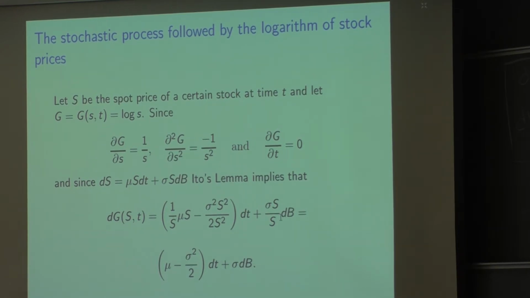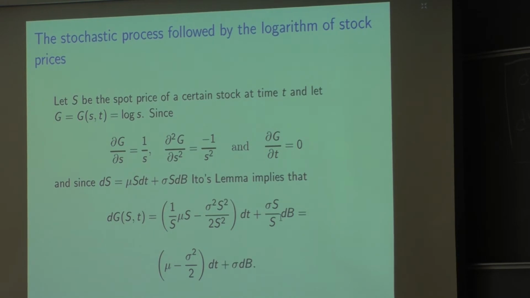Why is this amazingly good? We know exactly what the logarithm of s is. How do I know exactly what the logarithm of s is? d log s is this beautiful thing: mu minus sigma squared over 2 dt plus sigma dB. This is about as simple as life can get.